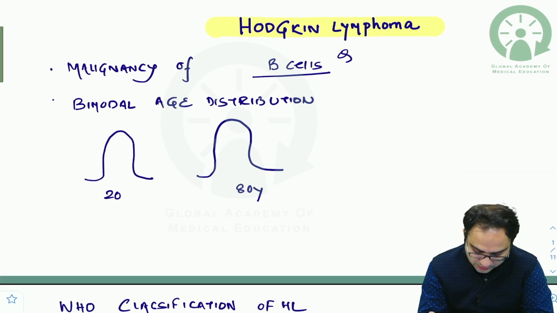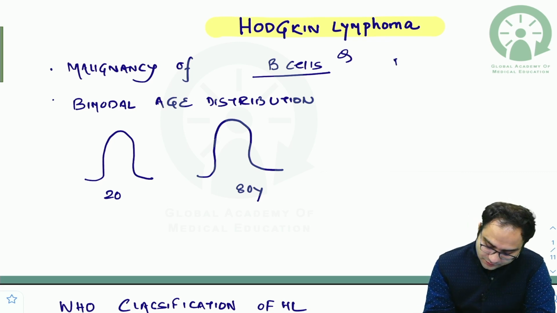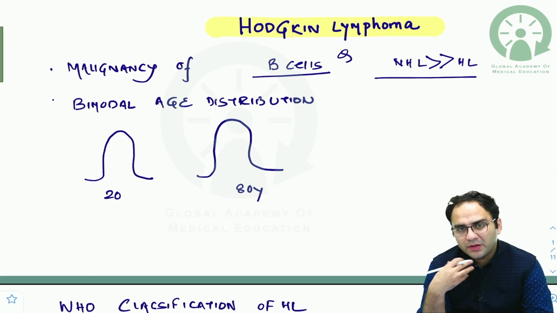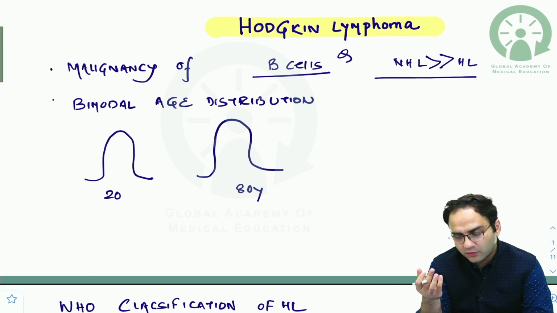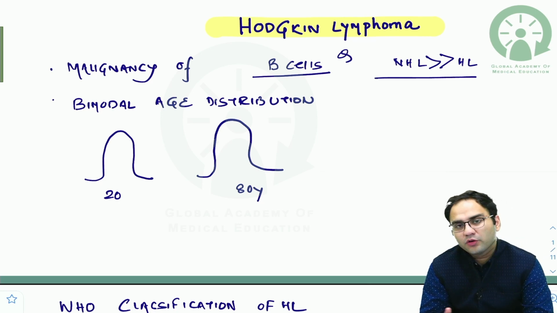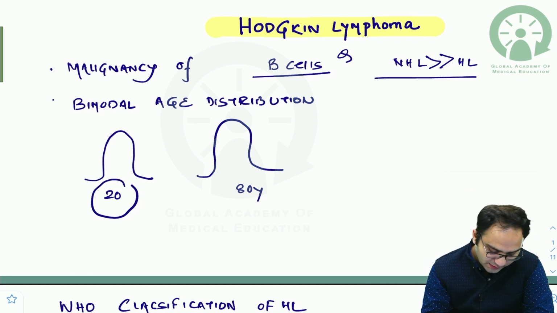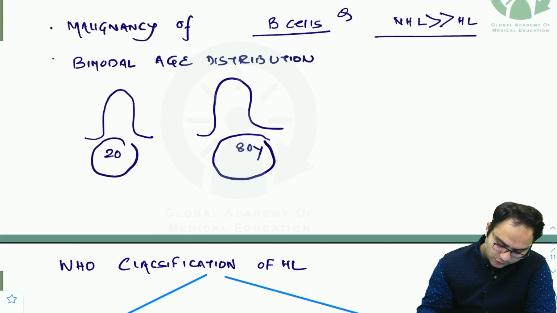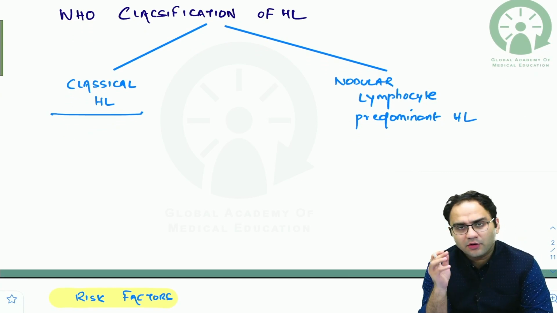If we talk about the distribution wise, then non-Hodgkin's lymphoma is much more common entity than Hodgkin's lymphoma. And Hodgkin's lymphoma has a bimodal age distribution. You can see a spike at 20 years of age, and another spike at 80 years of age. So how do we classify the Hodgkin's lymphoma?